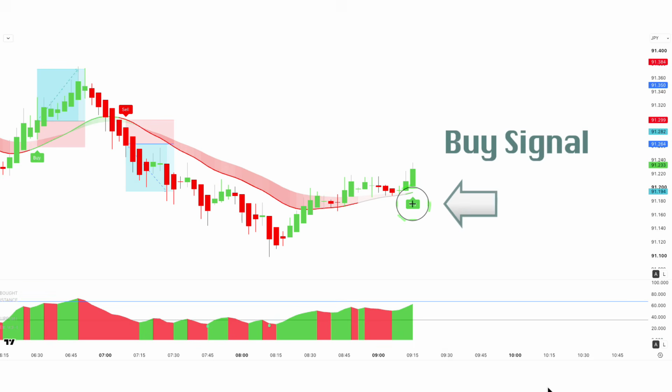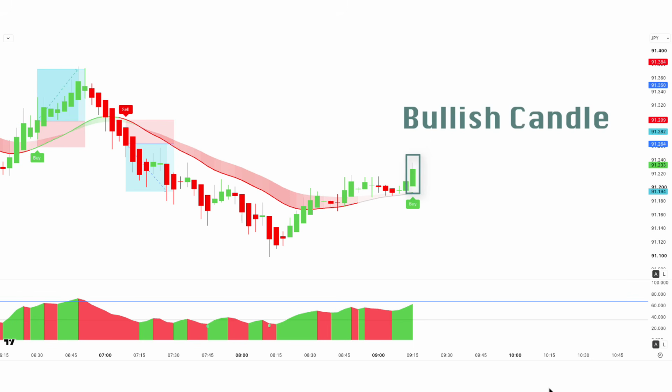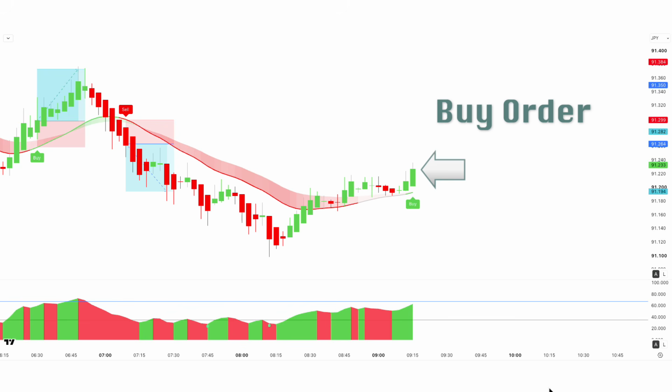Here the bearish and bullish toolkit label up of this is buy signal. Here the RSI market structure indicator green area. Here market has made a bullish candle to give confirmation. So all our conditions are being fulfilled, so we are placing an order to buy.